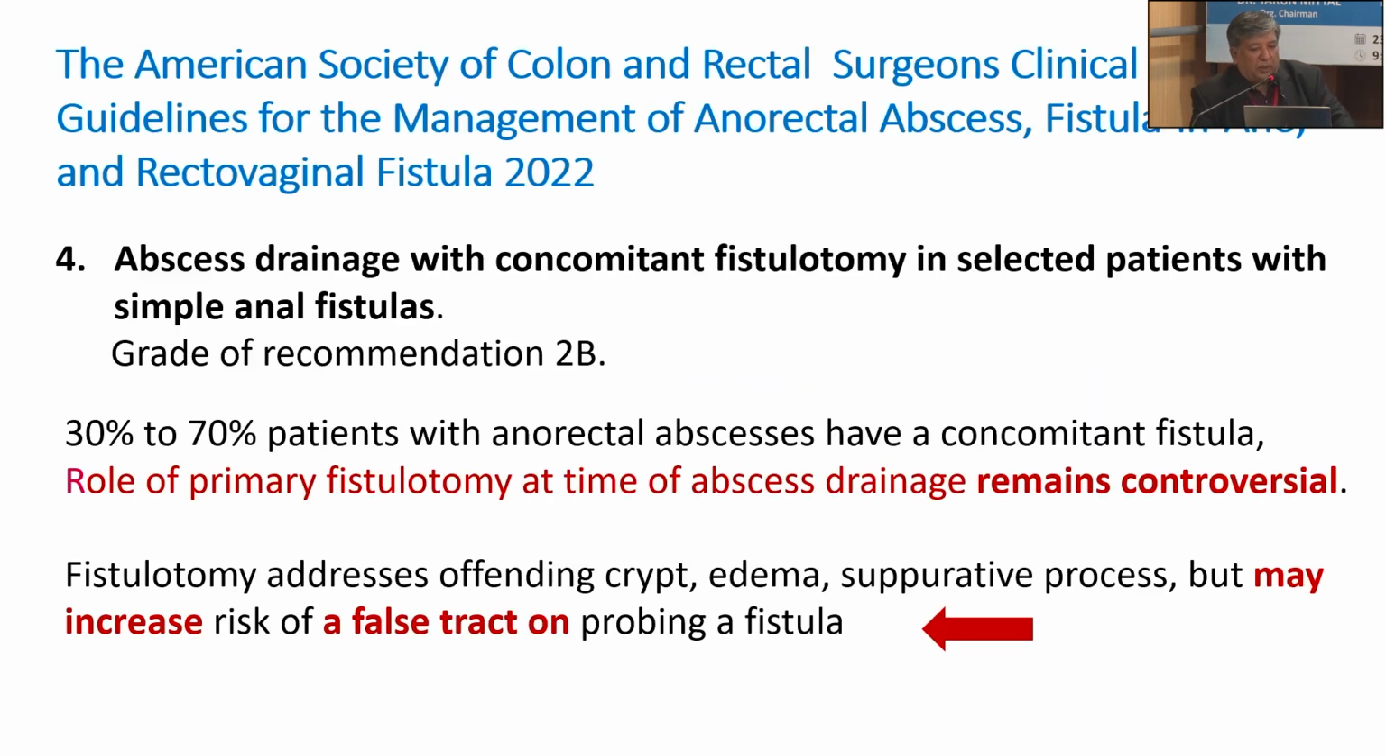Locating the internal opening. Abscess drainage with simultaneous fistulotomy can be done only when you can locate the internal opening. 30 to 70% of patients with abscess have a fistula, and you can do a primary fistulotomy. But remember, when you are doing the fistulotomy, the biggest hurdle occurs when you are probing the tract. In the effort to find the internal opening, you can cause false tracts.